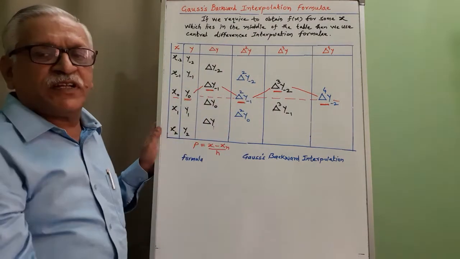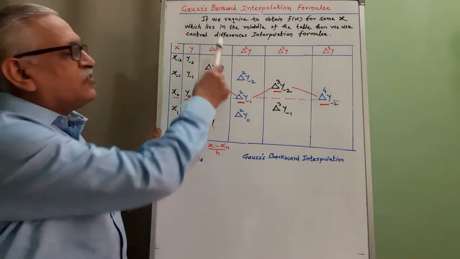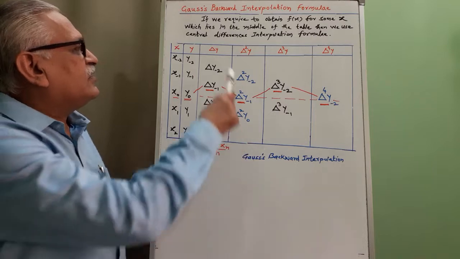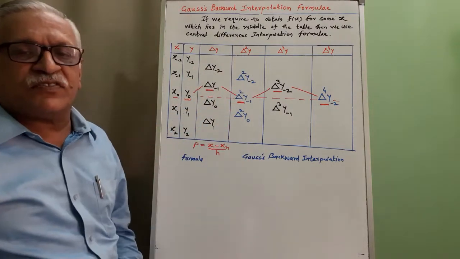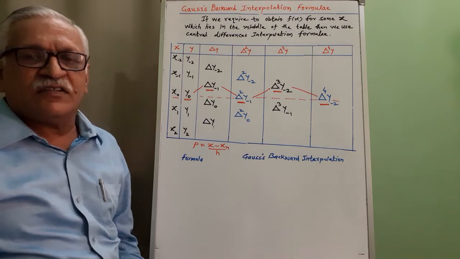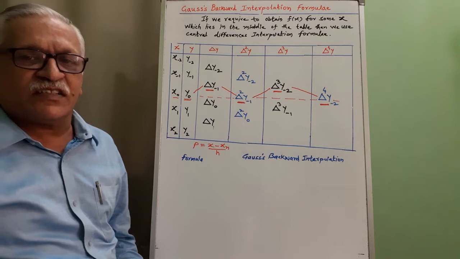In my previous video, I have discussed Gauss's forward interpolation formula. If we require to obtain the value of f of x for such x which lies in the middle of that table, then we use central difference interpolation formulas like Gauss's forward, Gauss's backward interpolation formula, and Stirling's interpolation formula.